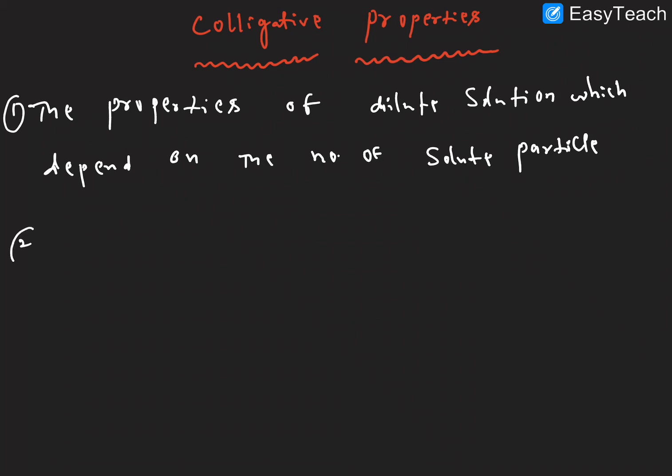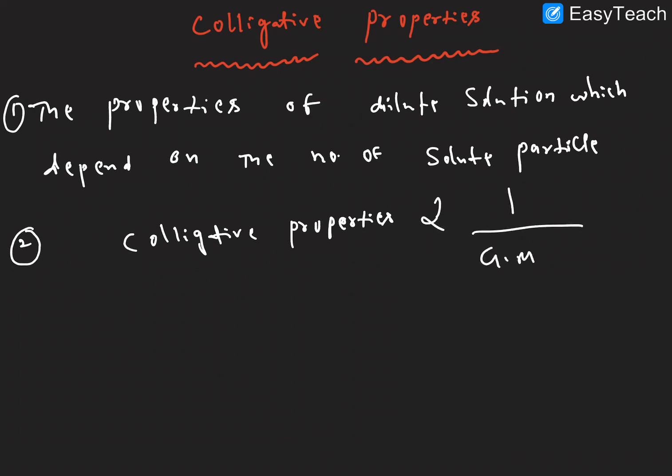Point number two: the colligative properties are not inversely proportional to the gram molecular weight of the solute. The colligative property does not depend on the molecular weight. It depends only on the number of solute particles. Very important point: if the number of solute particles is more, the colligative property is more.